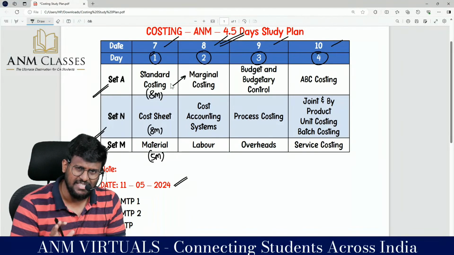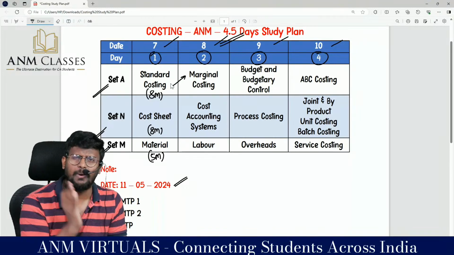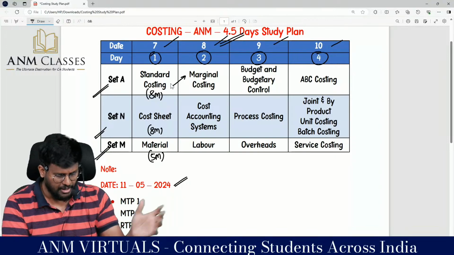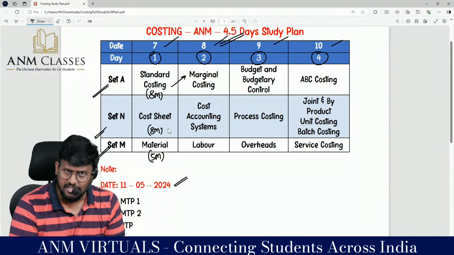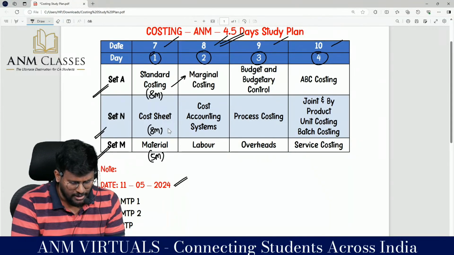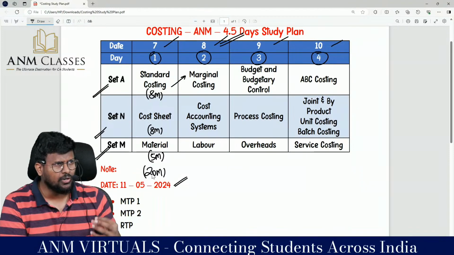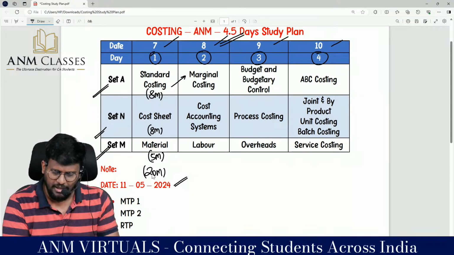The sources are the ICAI study material illustrations, and specially do the book back, not even one question from book back should be left, and the RTP and MTP and the material chapter. That means 8 plus 8, 16, plus 5, 21. Nearly 20 marks you are preparing today. If you really get 20 marks in costing from this area, it's not an easy thing.